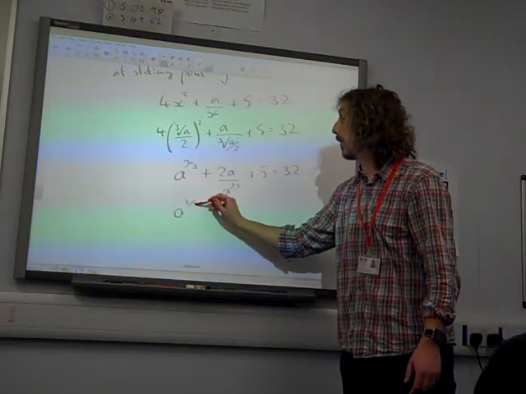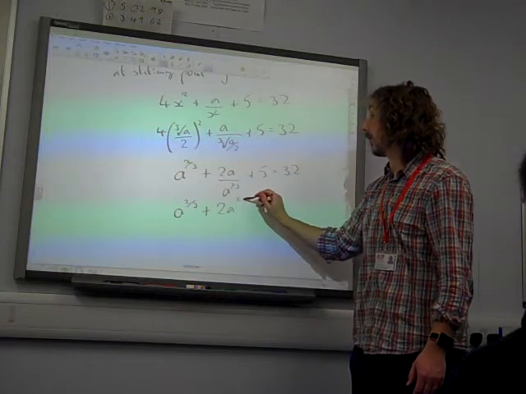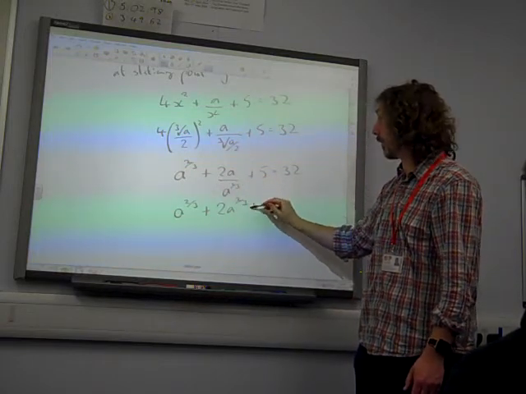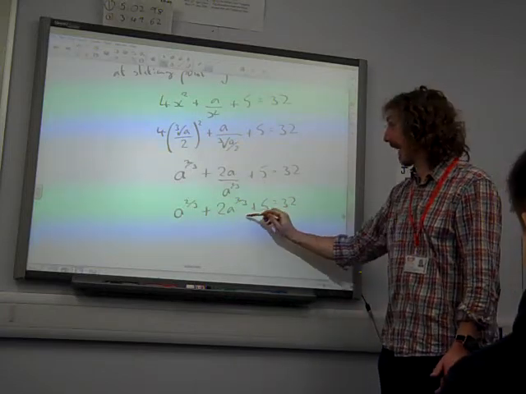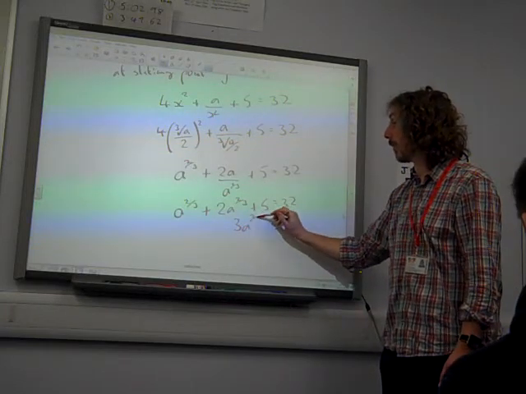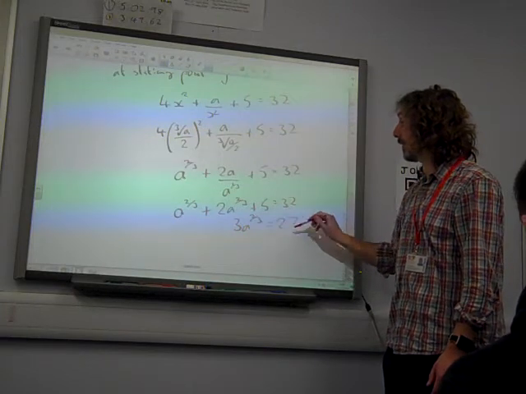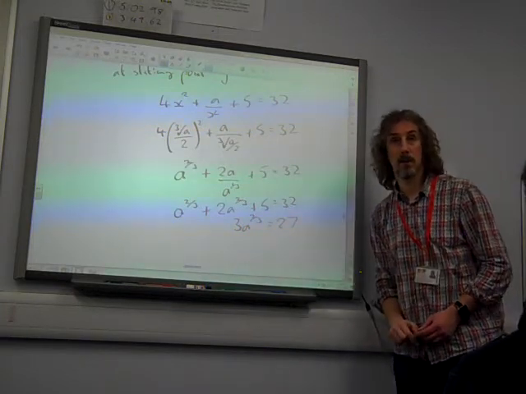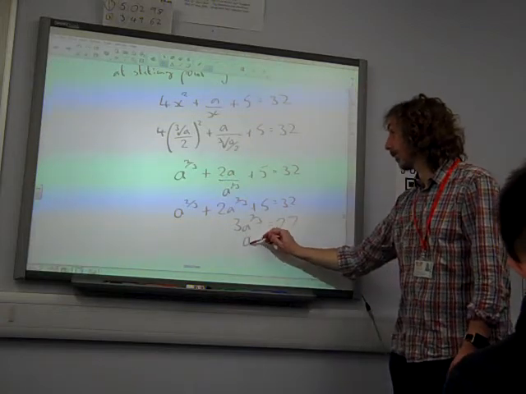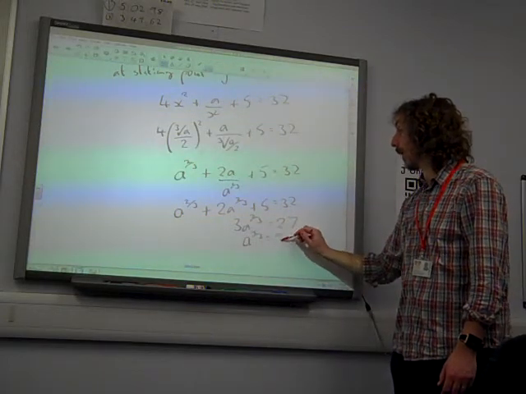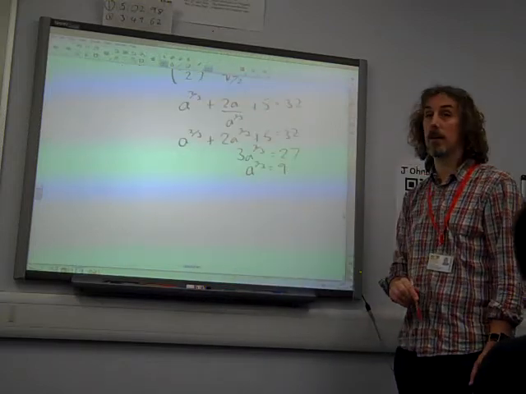That's a to the 2/3 plus 2a to the 2/3. 1 divided by a third is 2/3. Plus 5 is 32. Eventually giving us that 3a to the power of 2/3 is 27. If I divide by 3, a to the power of 2/3 equals 9.